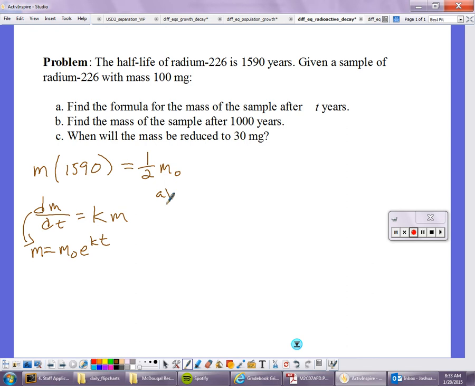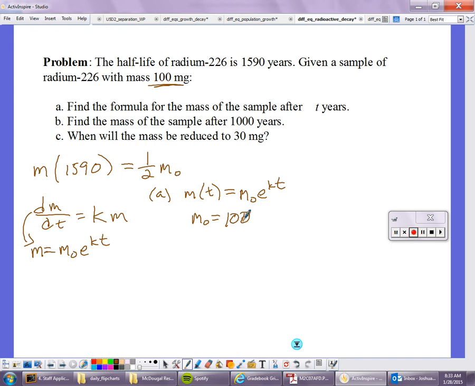Part A, right? Find the formula for the mass of the sample after t years. We're just looking for this general formula, m of t, and we want to find m0 e to the kt, right? So we know m0. We know that it's 100 milligrams. M0 is 100. And what else do we know?